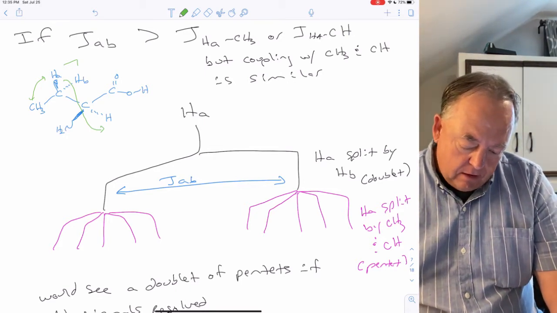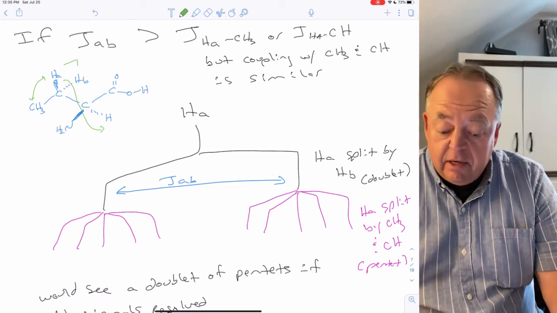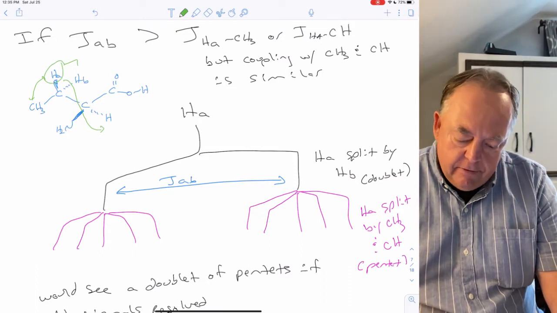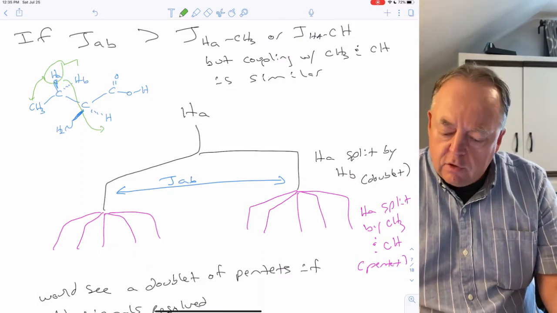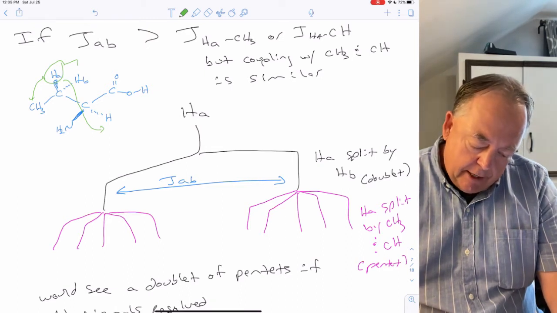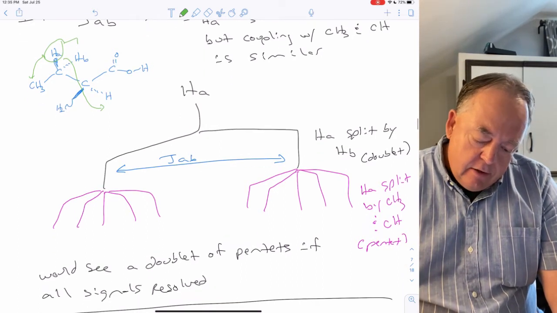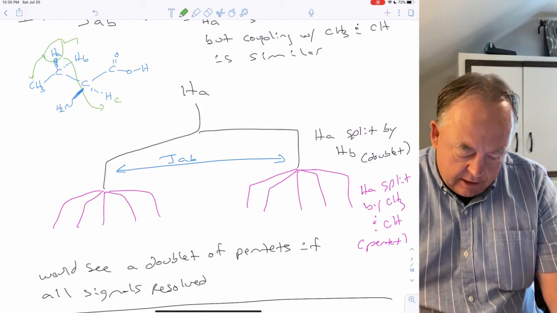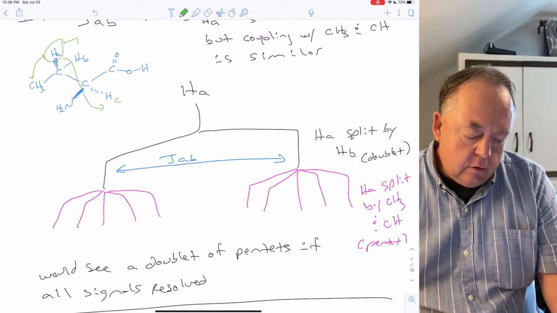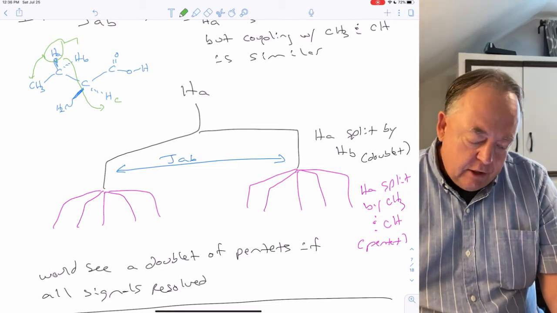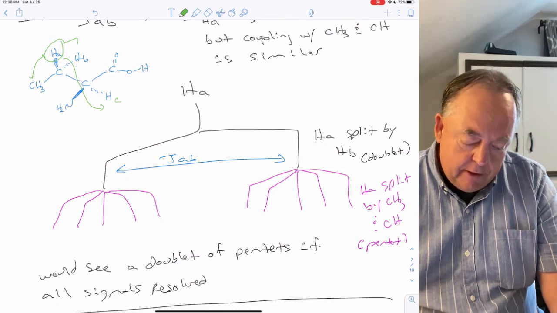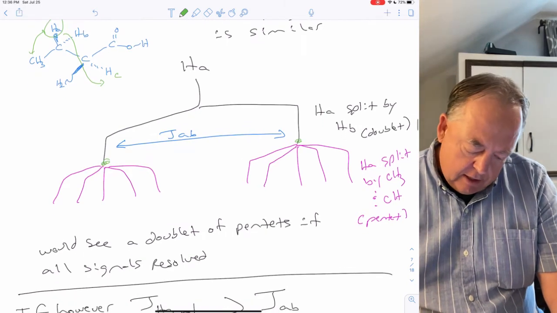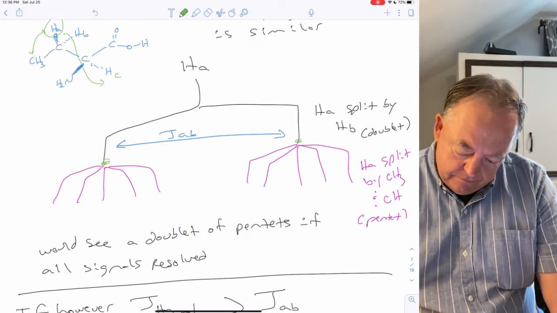The geminal coupling constants are the biggest. If we just focus on A, A is going to be split by B. That's one neighbor, so 2 peaks. So HA is split by HB into a doublet. Now let's say the coupling between A and the CH3 and A and the CH, let's just call that hydrogen C, let's call those coupling constants very similar. Then you're going to see 4 neighbors, so 5 peaks. So this peak and this peak would then each be split into 5 peaks, and now you would see a doublet of pentets.